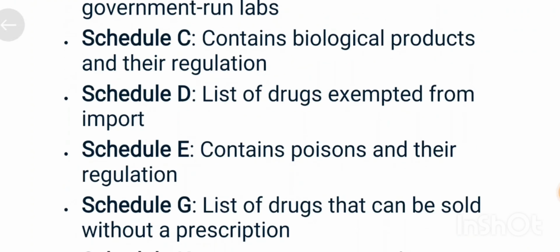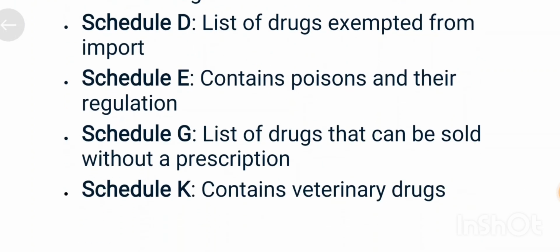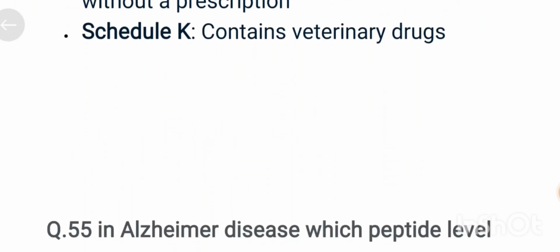Schedule D, list of drugs exempted from imports. Schedule E, contains poisons and their regulation. Schedule G, list of drugs that can be sold without a prescription. And Schedule K, contains veterinary drugs.